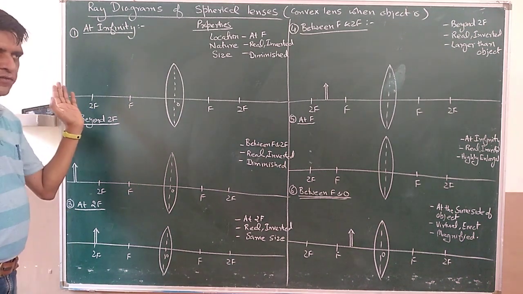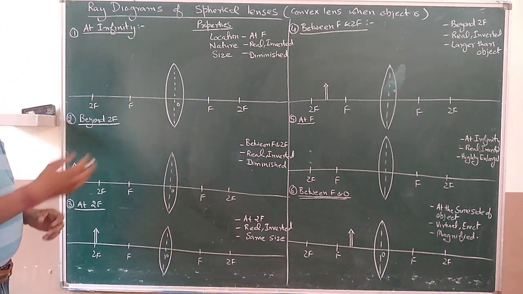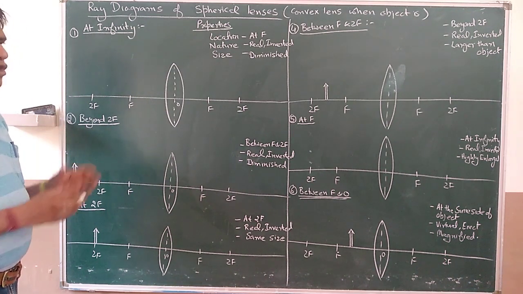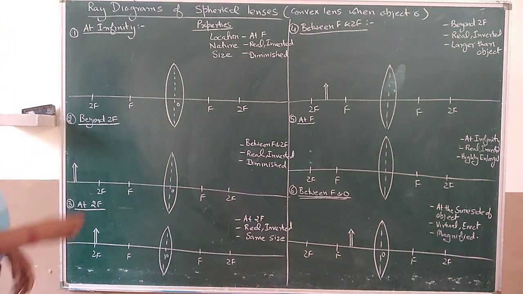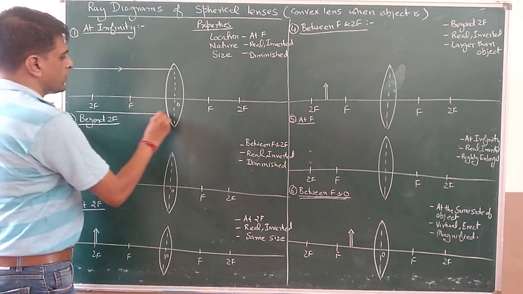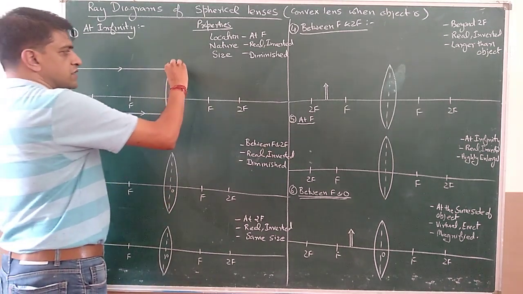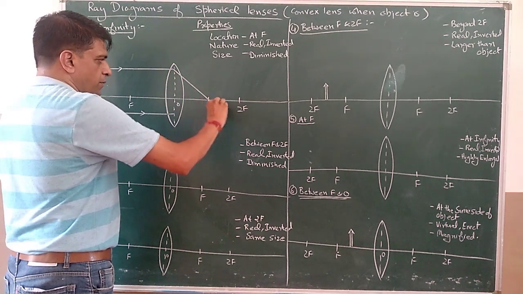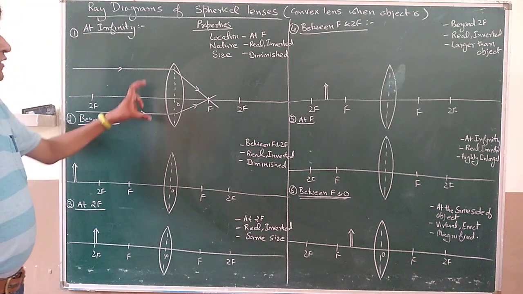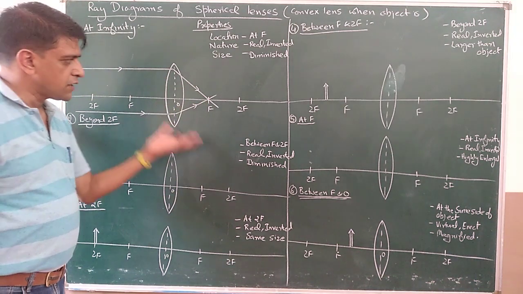If the object is at infinity, it means the object is present very far away from the lens. The distance cannot be measured, but the object is visible. That's why all the light rays coming to the lens are parallel to the principal axis. And according to the rule, if the light rays are parallel to the principal axis, they will pass through the focus, and the image will be formed at this particular point, which has some properties.